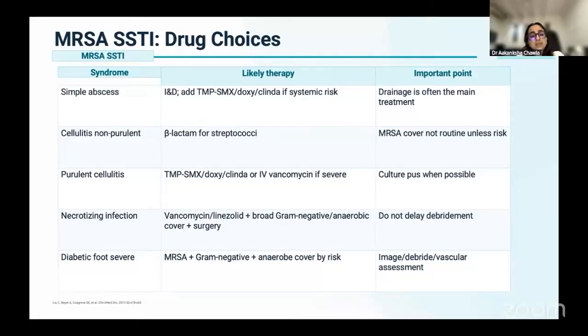A patient with a severe diabetic foot, again MRSA with gram-negative and anaerobic cover depending on the severity, but you have to image, you have to debride that diabetic foot, and take a vascular opinion early because sometimes these patients require amputation.